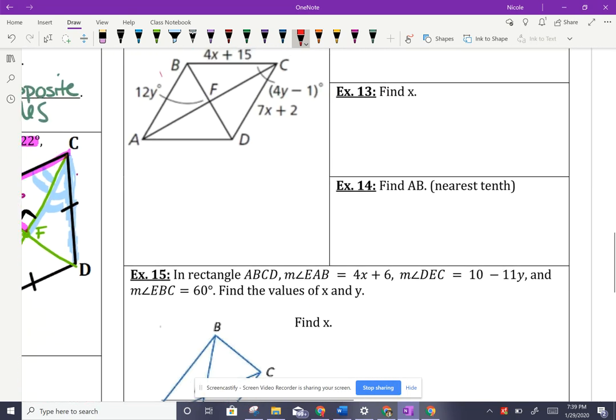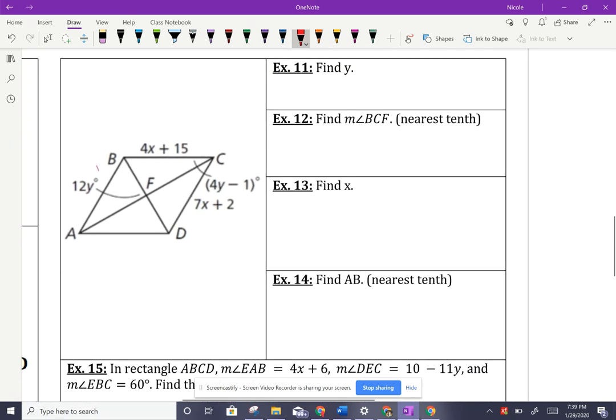All right, this looks like a complicated example. It's got multiple steps, so I'm going to reset the video and do this one separately.